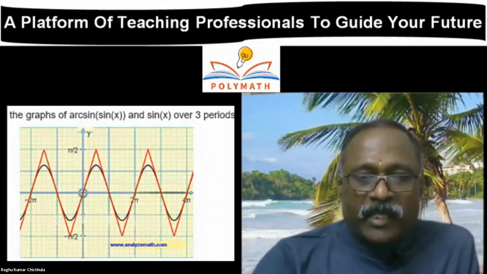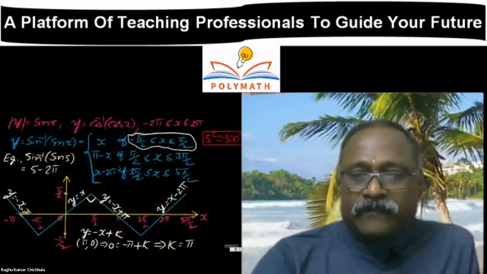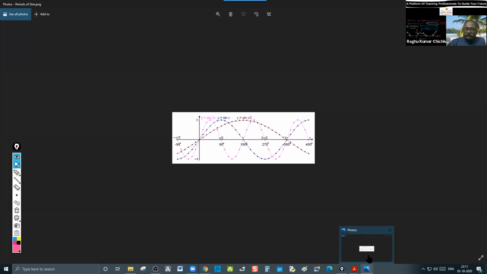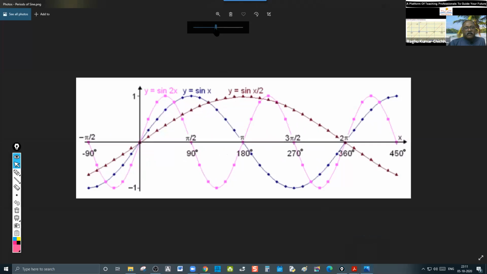Just a moment. I'm sharing the screen. You'll understand that. See. Just check it out. Check it out, please. You tell me which color is denoting sine x, blue color. Which color is denoting sine 2x, pink color? Which color is denoting sine x by 2, maybe brown color? Brown. What is your observation in the graph? Just tell me. All start from 0 except pink. Very good. That's very good, sine 2x.